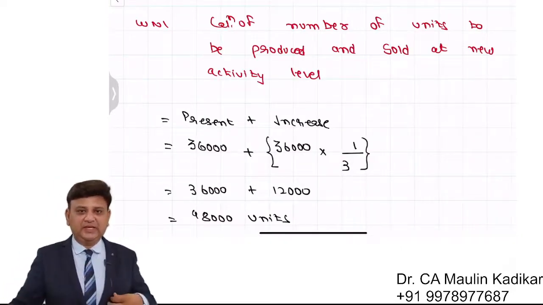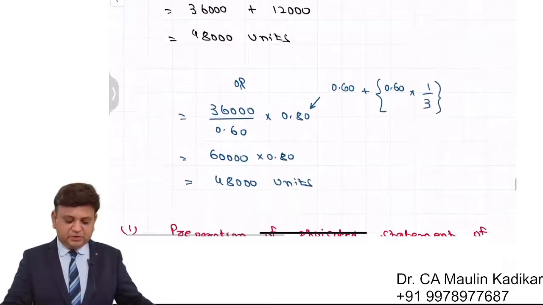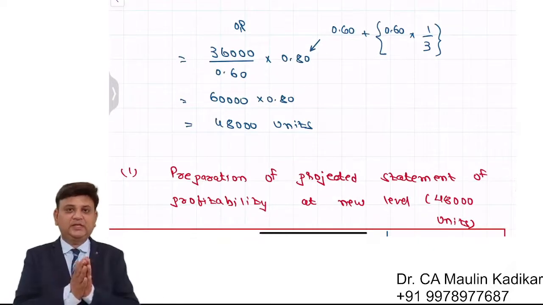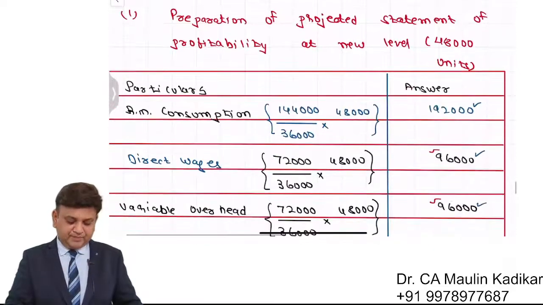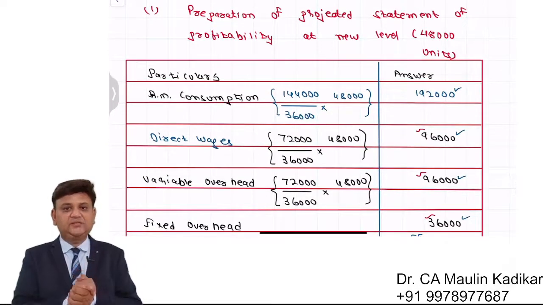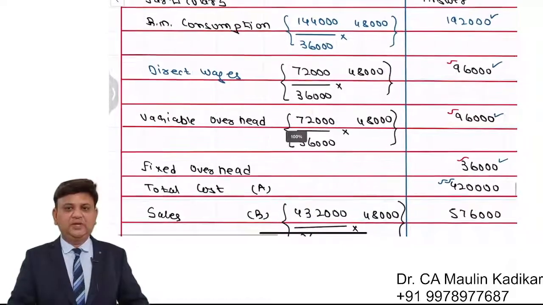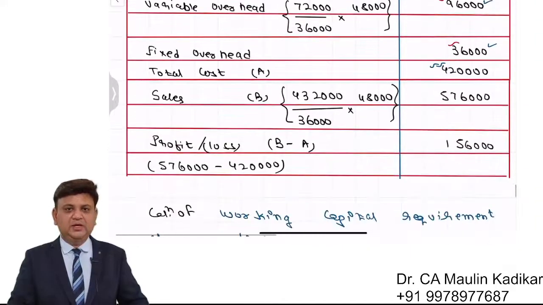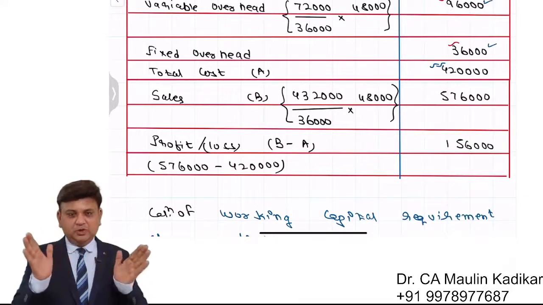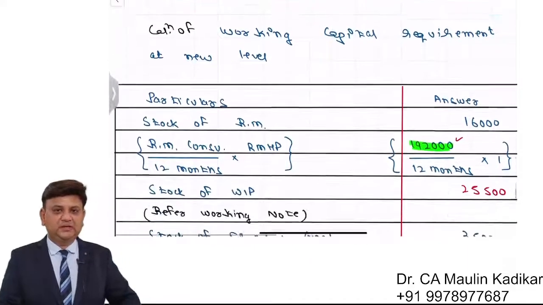So, a small summary of the entire answer. In the first working note, we are calculating the number of units that we are producing and selling at the new level, that is 48,000 units. Then we have the statement of profitability at the new level of 48,000. Consumption of the raw material will increase proportionately. Direct wages cost will increase proportionately. Variable overhead cost will increase proportionately. Fixed overhead will remain same. Total of all of them will be the total cost. Sales minus total cost is equal to profit or loss. That is what we understand.